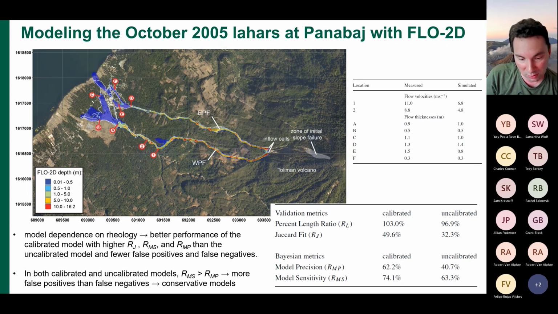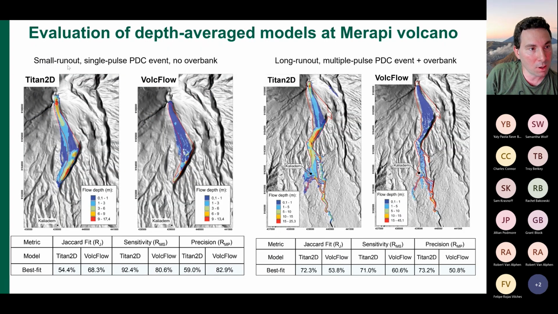So in a way, this was what we call conservative models. And then I also did some evaluation of depth average models at Merapi, and these are some of the comparison here between Titan 2D and VoltFlow using the 2006 block and ash flows at Merapi.